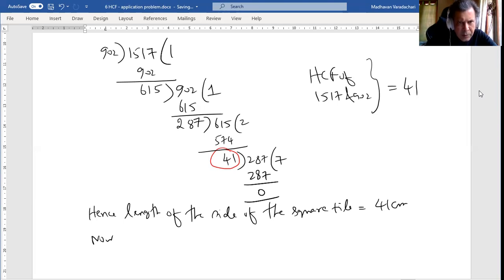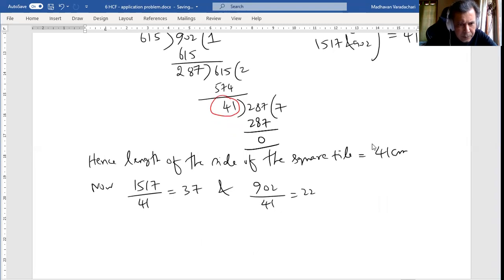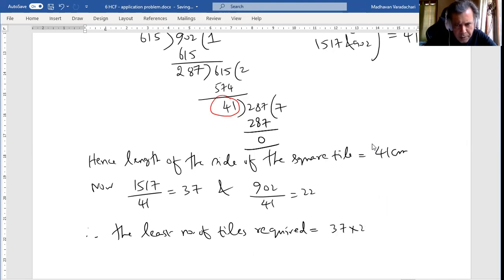Now let us divide 1517 by 41 and 902 by 41. 1517 divided by 41 gives 37, and 902 divided by 41 is equal to 22. Therefore, the least number of tiles required is the product of these two numbers, that is 37 times 22, which gives us 814. So that is the solution for this particular problem.